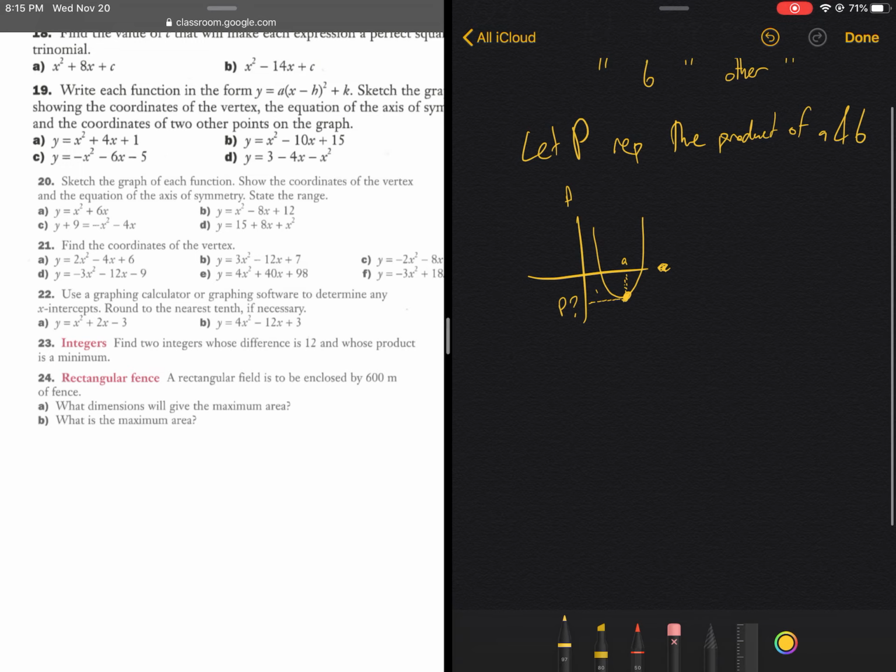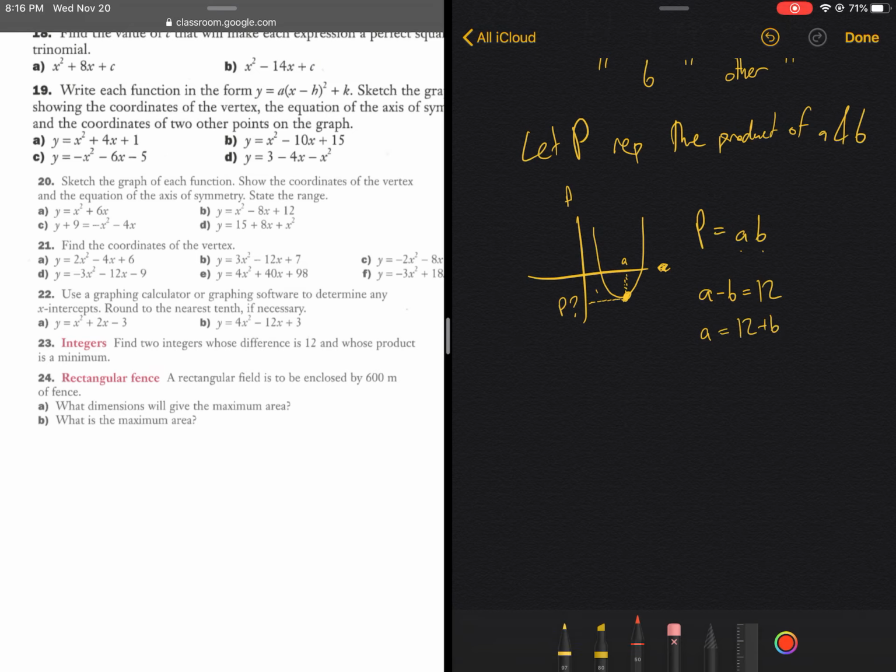For that, we need a quadratic equation that opens upwards so that we have a minimum. And P equals some quadratic equation. Now, P is a product of A and B, but we need it in terms of A or B. Let's see if we can make another relationship. It says two integers whose difference is 12. So if I take A minus B, I will get 12. The difference between A and B is 12. So we can put one in terms of the other: A equals 12 plus B.